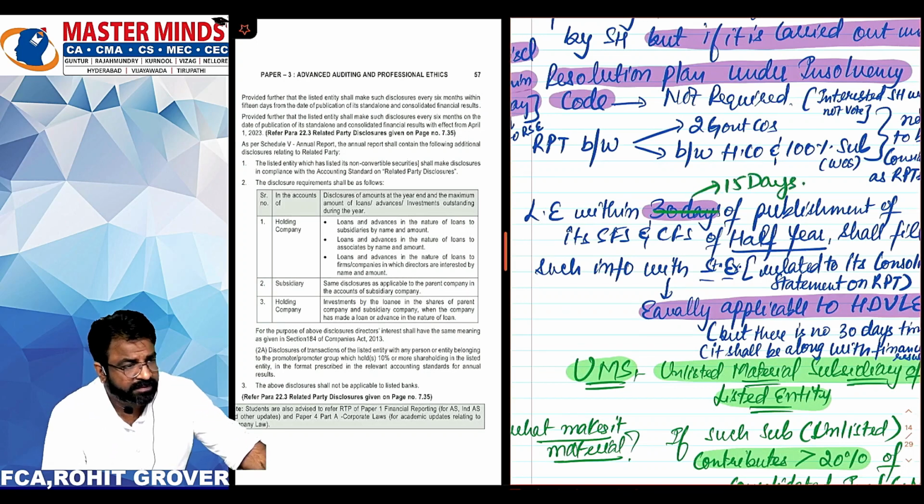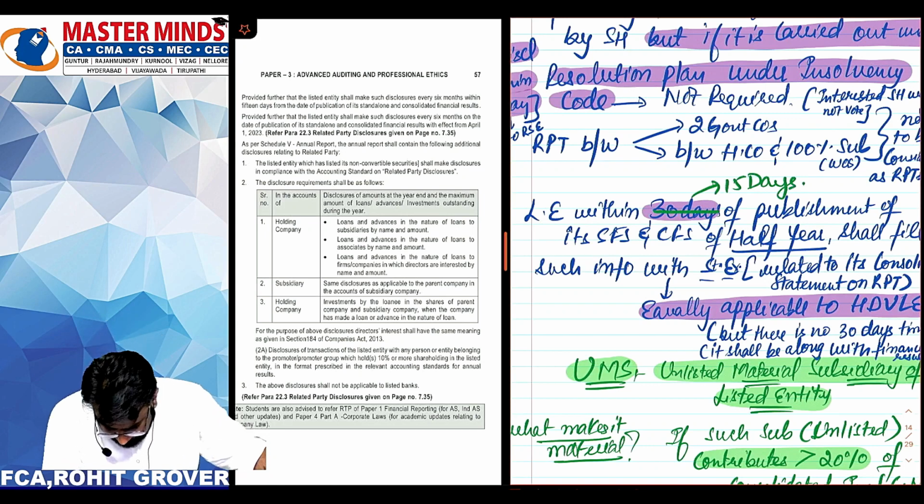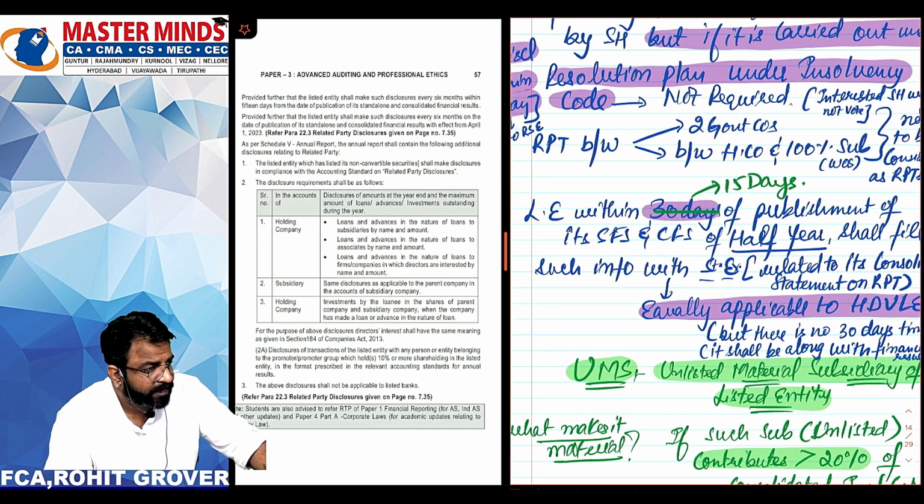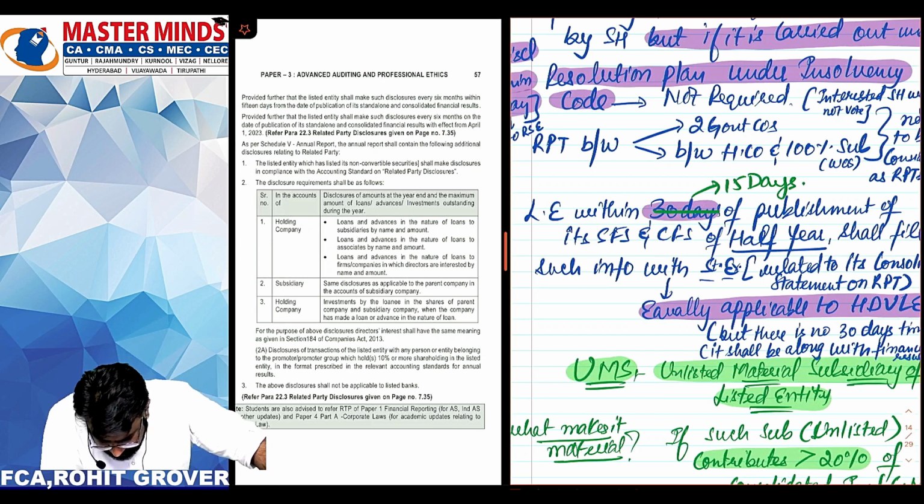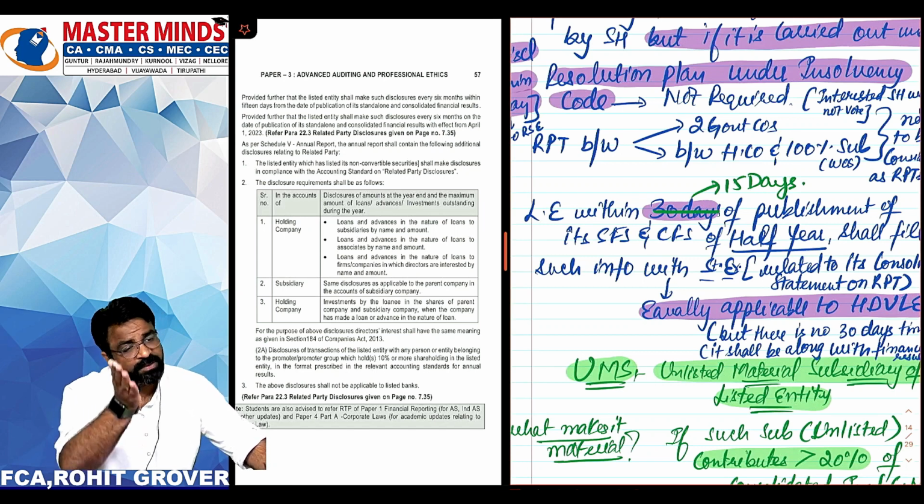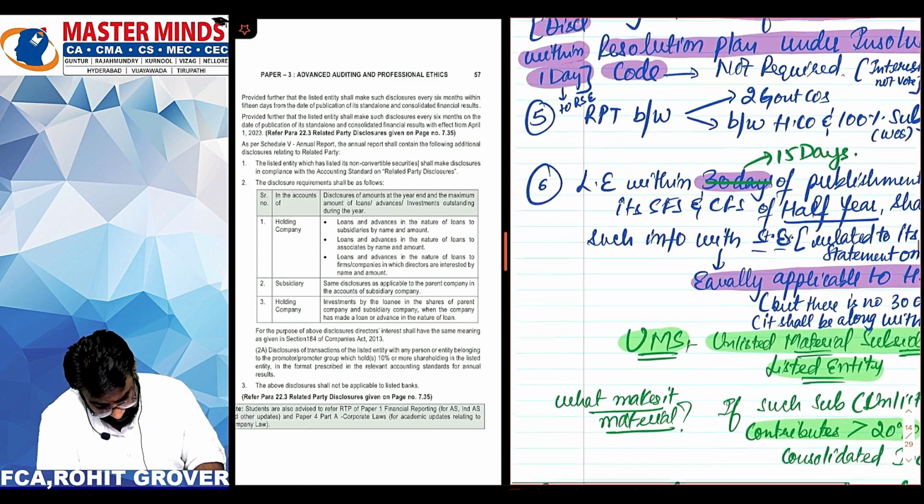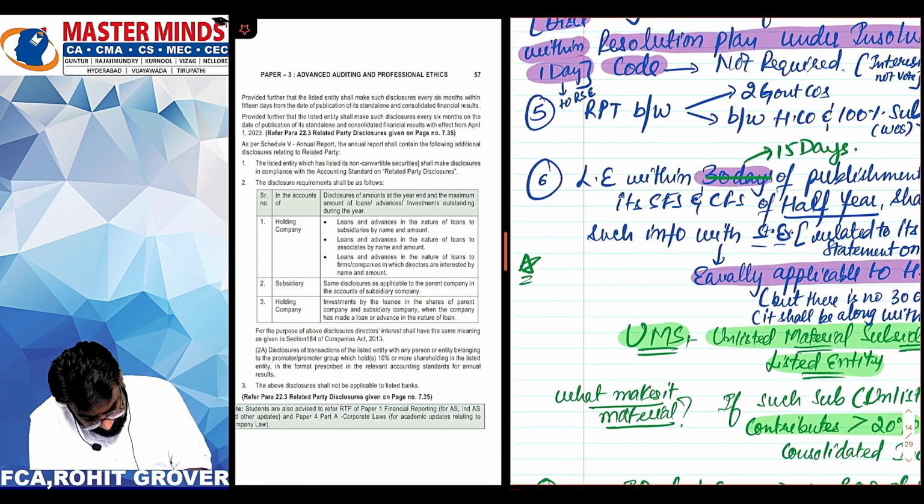Clear है? I hope you are understanding everything. So this 30 days has been changed to 15 days, provided further that the listed entities shall make such disclosure every 6 months on the day. हाँ, एक और rule. From 1st April 2023, it is no longer 15 days also, along with the standalone and consolidated financial results. So यहाँ पे एक star note डाल के लिख लो.